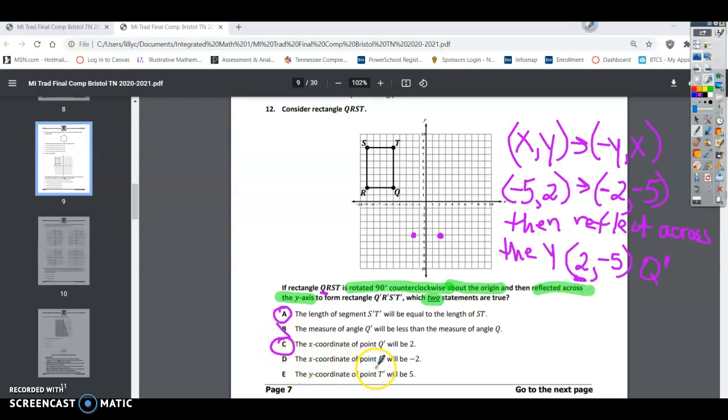The x coordinate of point R prime will be negative 2. The y coordinate of T prime will be 5. It says find which two statements are true. Since we found the two statements, you can check these by doing the same rigid motions that we did with point Q. You could do the same thing with R and T and check those. But I'm going to move on to the next question. So the answer to number 12 is going to be A and C.